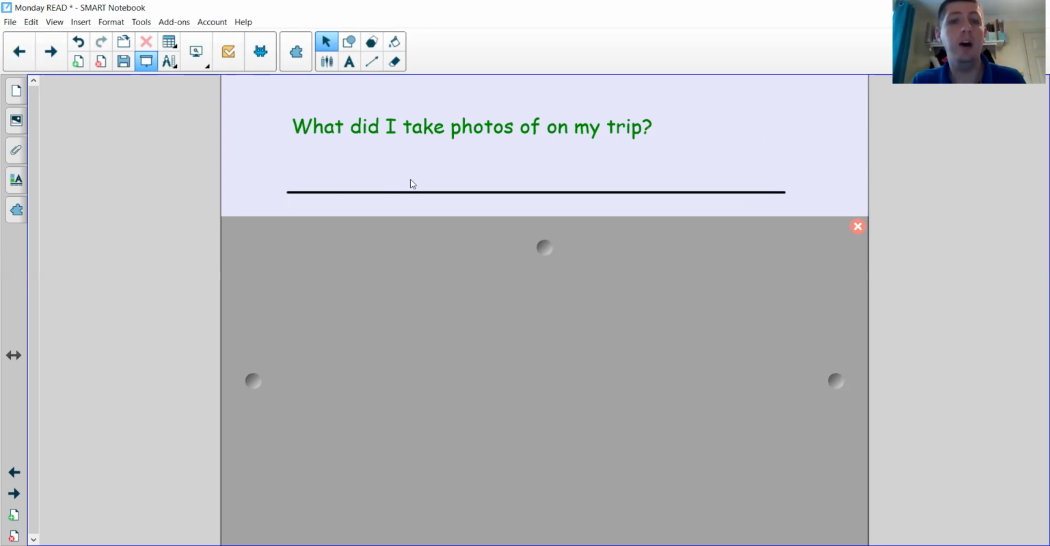I don't need to write, I took photos of Copper Canyon on the trip, because this is not a writing lesson, this is a reading lesson. So as long as you show that you understand the answer to the question, you don't need to write a full sentence. Should we look at the second question?